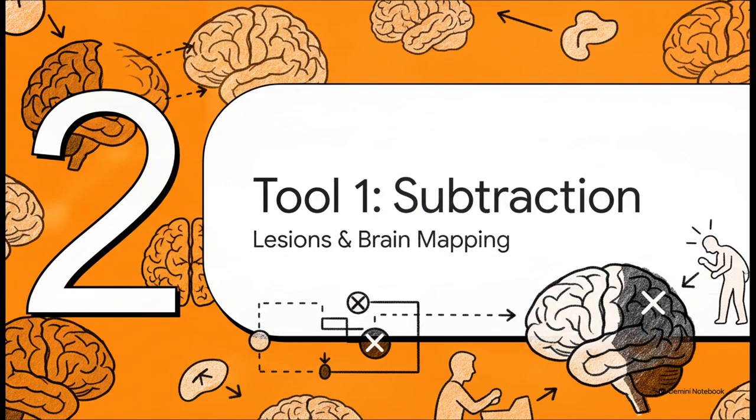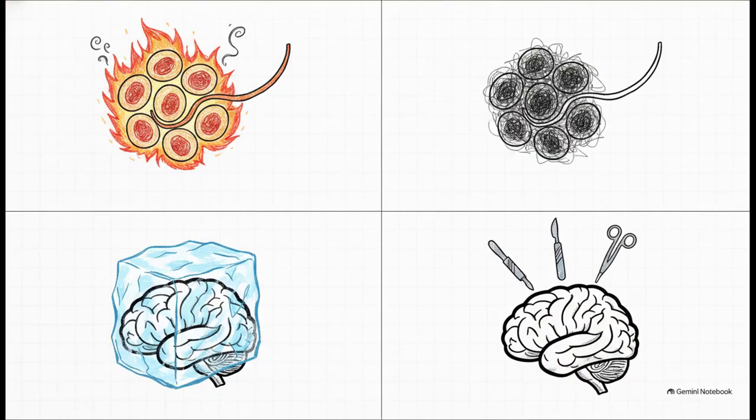Moving on to Section 2. Tool 1, subtraction, lesions and brain mapping. Let's transition to the oldest method in the neuroscientist toolkit. Think about it. To figure out how a complex machine works, sometimes you just have to remove parts to see what breaks. We call this subtraction. When researchers use experimental ablation, or lesion studies, they're essentially destroying or inactivating a portion of the brain and evaluating the behavior that follows. This lets them infer what that specific region actually does.